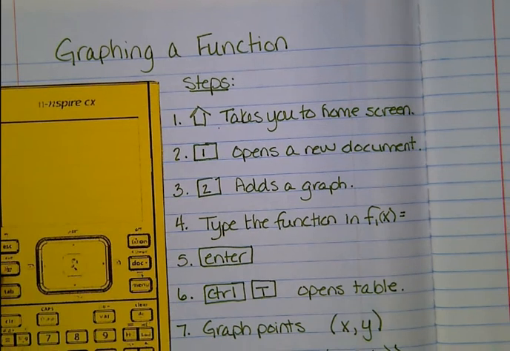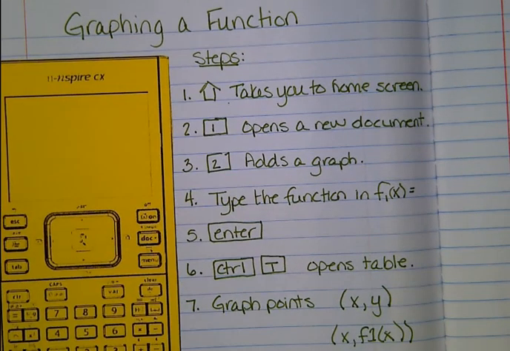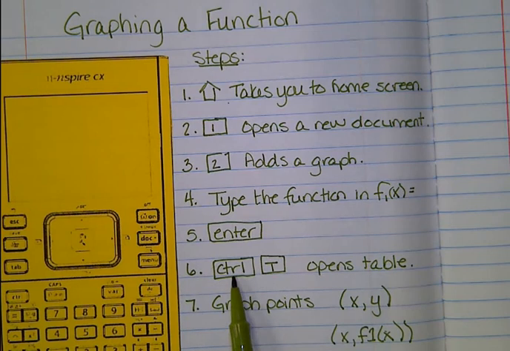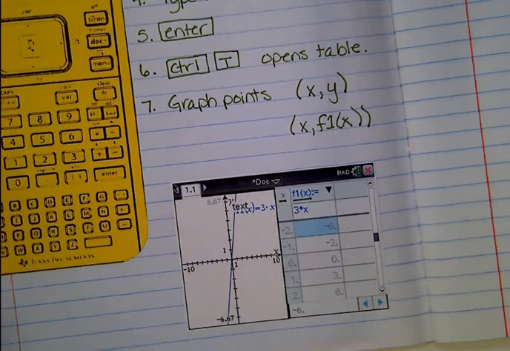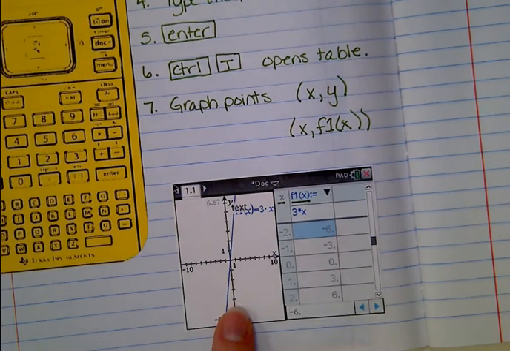This will show you a graph with your line on the graph. But in order to get it onto a piece of paper, we need a table. So step 6 is to hit Control-T, which will open your table. Okay, and it will look just like this. You'll have the screen over here with the graph shown and your table.